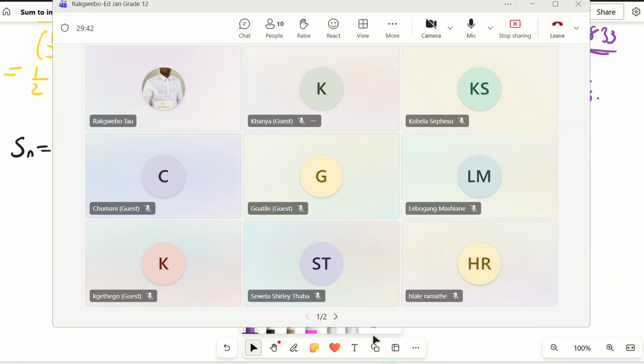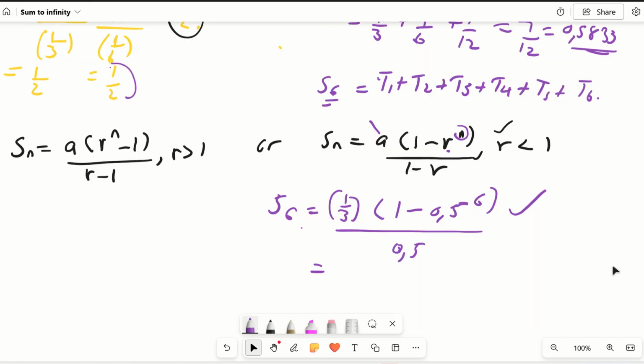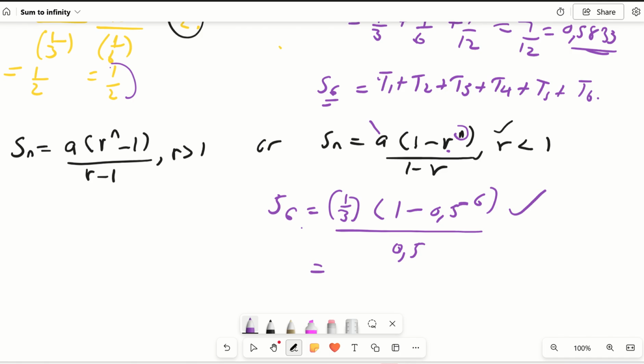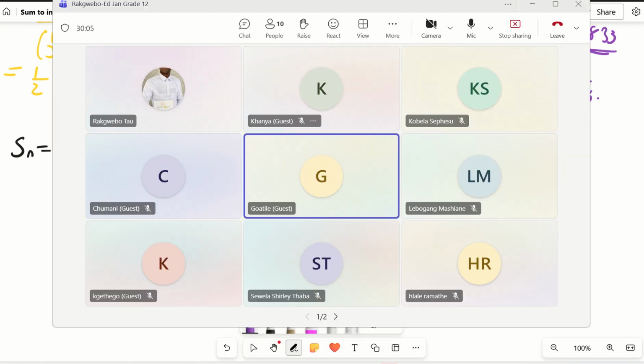Let's go. Mpho, let's go. Hlale. Khwathile. Shezi. Khatego. 0.66. Yes. Yes, you guys, we're all on the same wavelength.